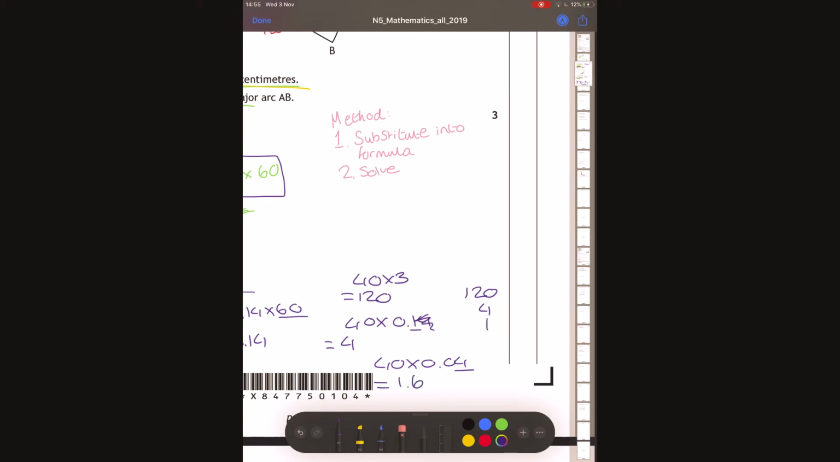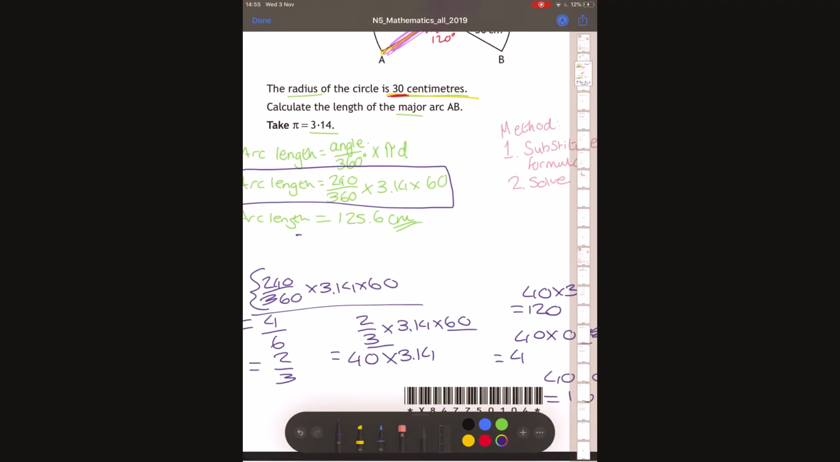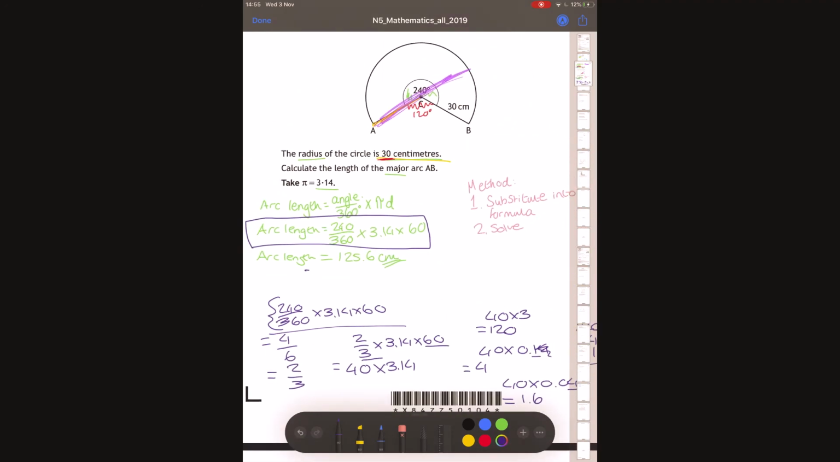So if we add that to our running total, it doesn't really matter, you can write it however you want. But I know 120 plus 4 is 124, plus 1 is 125, plus 0.6 is equal to 125.6. That's how I think the easiest way to go about that is. Just break it down into chunks, look for numbers like this that would simplify nicely, and yeah.